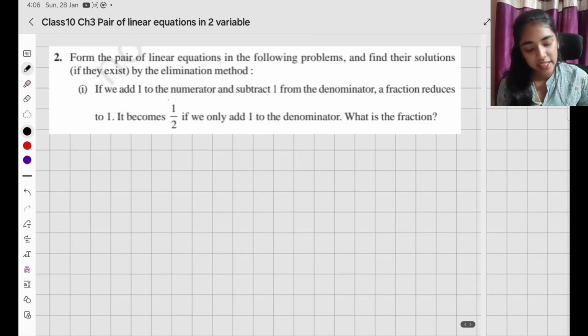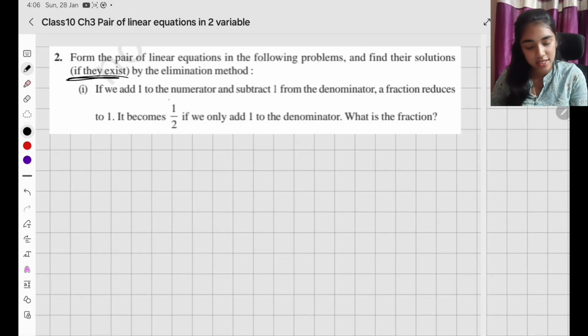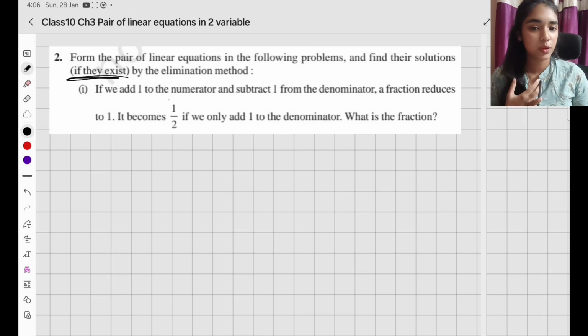Form the pair of linear equations in the following and find the solutions by elimination method if they exist. Okay, so what does "if they exist" mean? What have we seen previously: a true statement with no variable and a false statement with no variable. A false statement means parallel lines, a true statement means infinite solutions, so coincident lines.